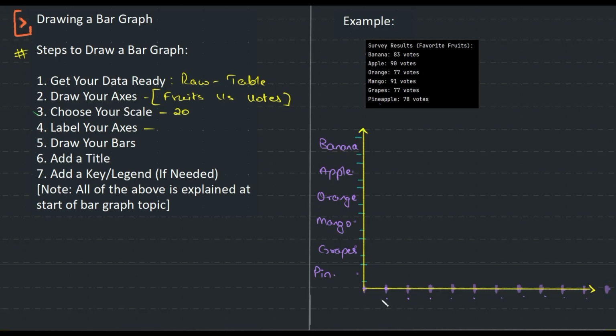So let's have the value over here: 10, 20, 30 volts, 40 volts, 50 volts, 60 volts, 70 volts, 80, 90, and this is 100. So all these are volts, and this has to do with fruits. Okay, so everything is ready, and title. So favorite fruits, and then scale, 1 unit is equal to 10 volts.